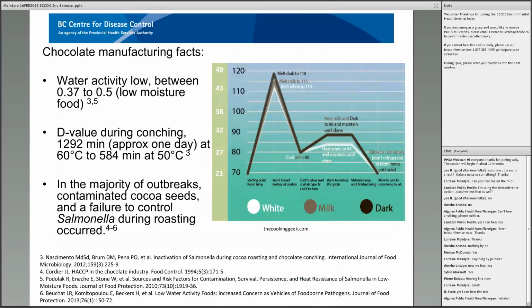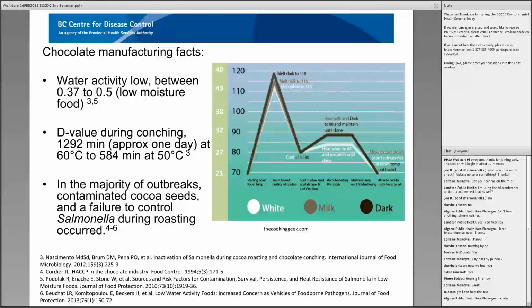So let's look at some chocolate manufacturing facts, and I'll explain the chart on the right-hand side in a minute. The water activity in chocolate is super, super low. Look at that. It's even lower than that shelf-stable pasta, 0.37 to 0.5. I mean, that's really low. Again, I can't stress this enough. In most of the outbreaks, this is in the 3rd bullet, it's a failure to control the roasting step that causes all the salmonella outbreaks.